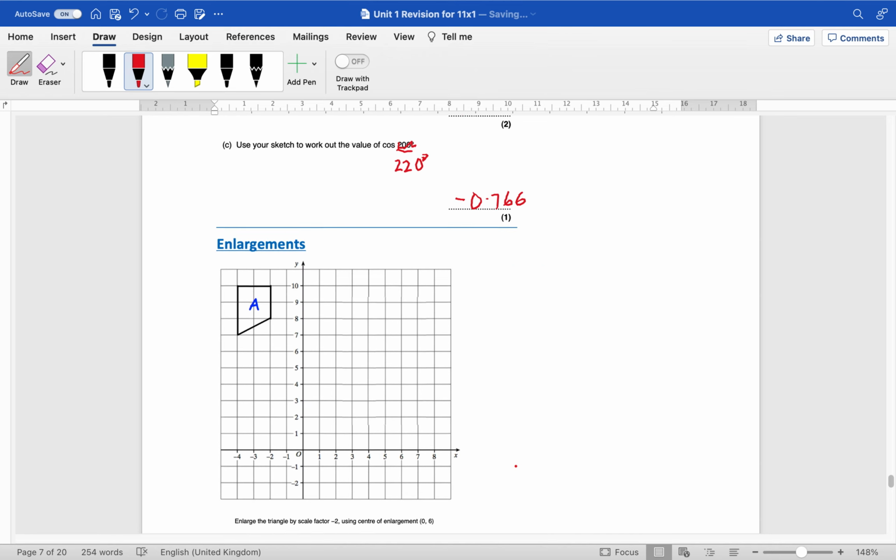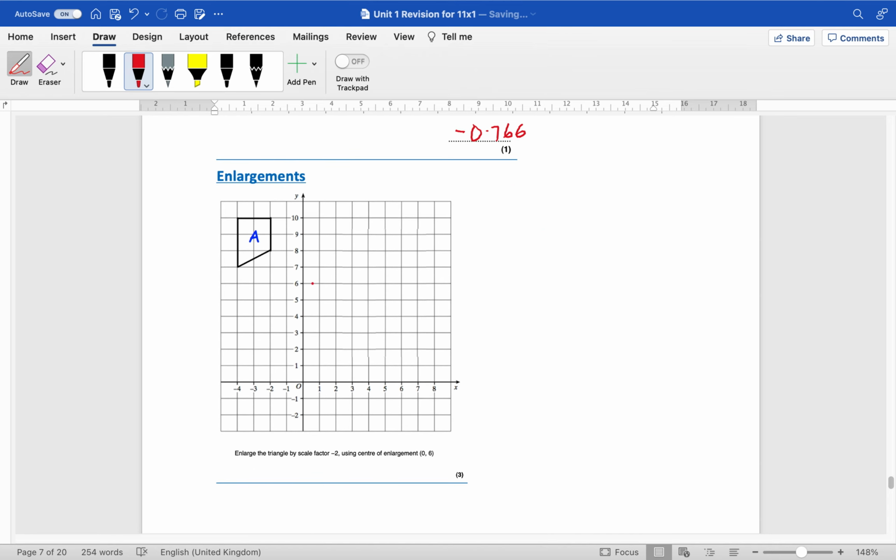Anyway, enlargement, scale factor minus 2, centre 0.6. So every point has to be twice as far away from that in the other direction. That's what the minus means, the other direction. So to get to this point here, it's 2 left, 2 up. Twice as far away in the opposite direction would be 4 right and 4 down. To get to this point, it's 4 left and 1 up. The opposite direction would be 8 right and 2 down. So that's that line there.